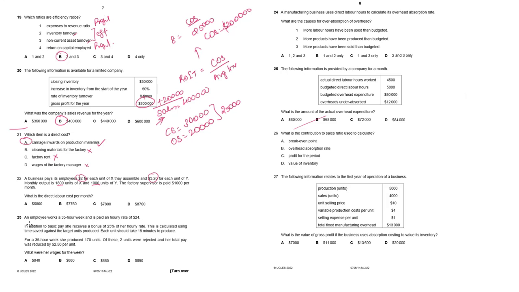23. An employee works a 35-hour week and is paid at an hourly wage rate of $24. So basic pay is 35 into 24. In addition to the basic pay, she receives bonus of 25% of the hourly rate. Hourly rate is 24. 25% of that is $6. So bonus payment rate is $6 per hour.